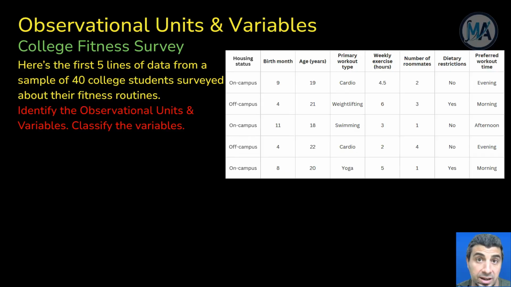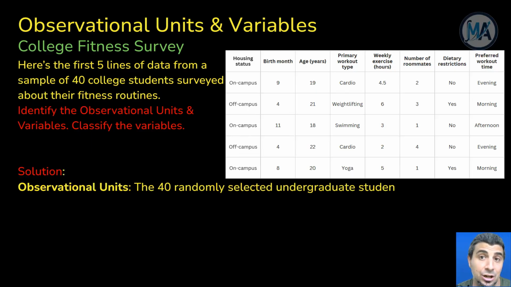Two key parts to identify are observational units and the variables. First, observational units. These are the rows. Those would be the individual entities measured. Here, that's the first 40 randomly selected undergraduate students. Second is the variables. These are the column headers. These are the characteristics measured on each unit.